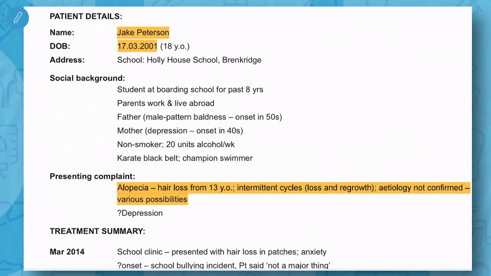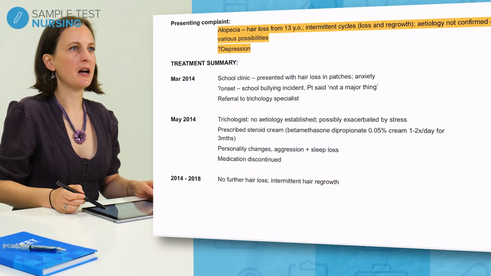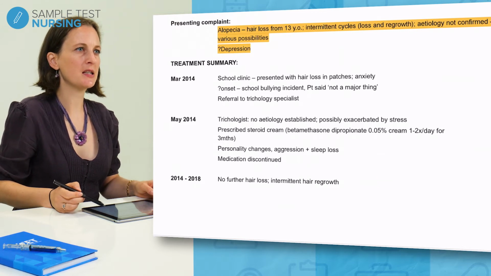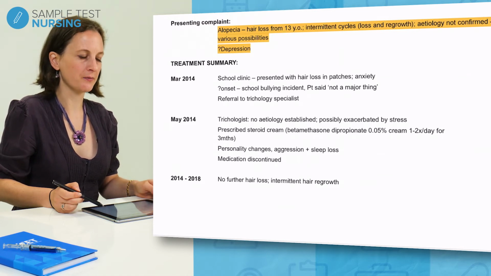I can also see that the depression has not been clinically confirmed from the use of the question mark at the beginning of the line. At the start of the treatment summary, I noticed the dates start in 2014. So I skimmed down this column to get a sense of the timeline, which is going to be important for me to clearly communicate Jake's history to the reader.